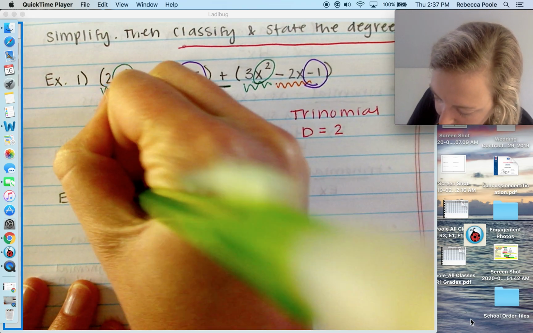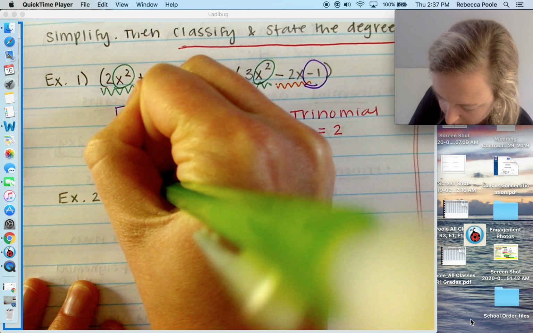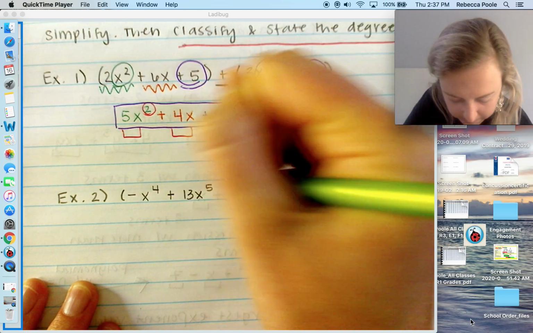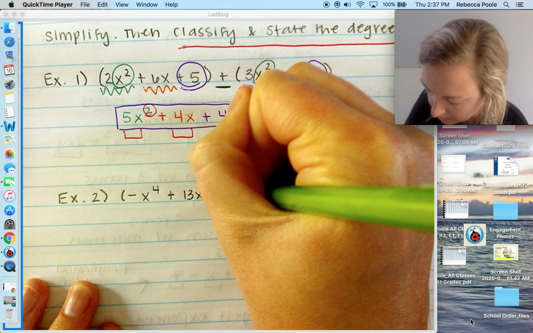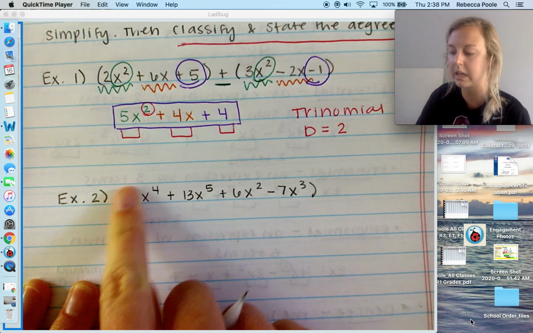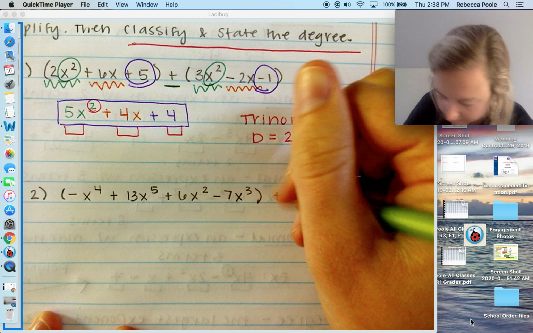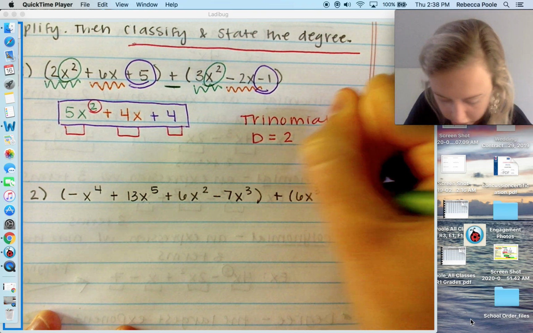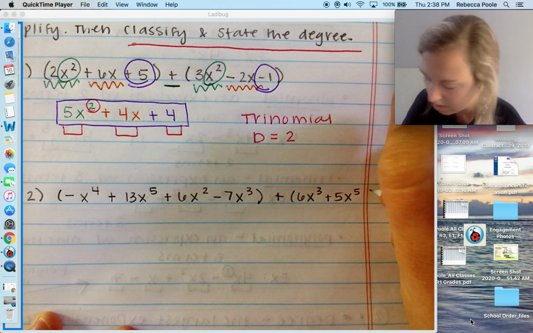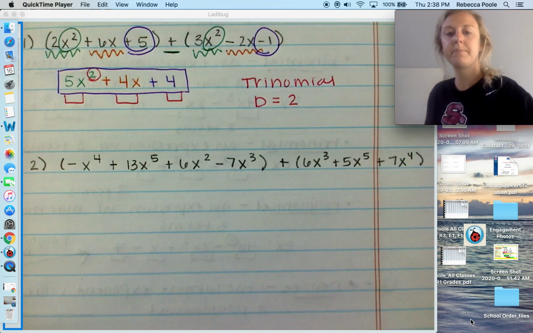So negative x to the 4th plus 13x to the 5th plus 6x squared minus 7x cubed. So we're taking this polynomial, this is going to be a long one, but y'all can handle it, and we're adding 6x cubed plus 5x to the 5th plus 7x to the 4th. Whew, it almost didn't fit on my paper.